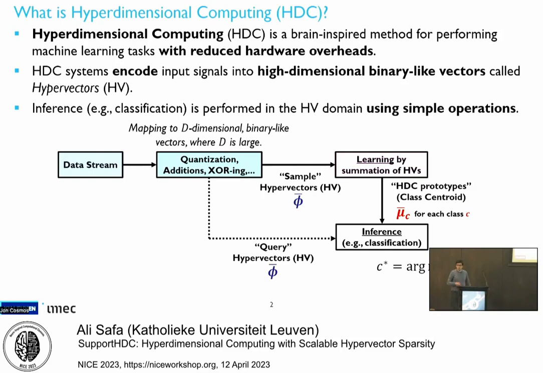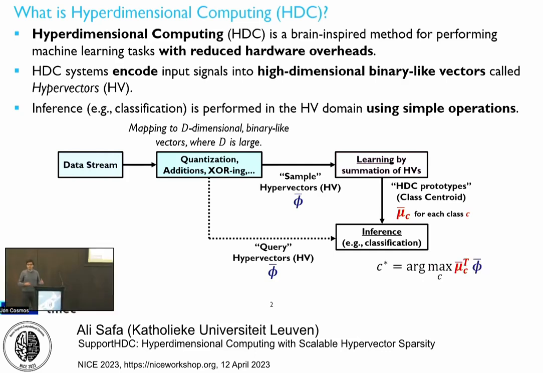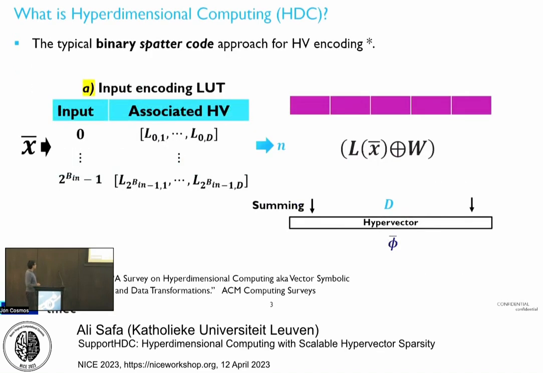And then finally, during inference, when you get the input data and you encode it into query hypervectors, inference is done by measuring the similarity between this incoming query hypervector and all the class centroids, all these mu vectors that were the result of the learning. The class is inferred as the one corresponding to the centroid that maximizes the correlation with this incoming query hypervector.